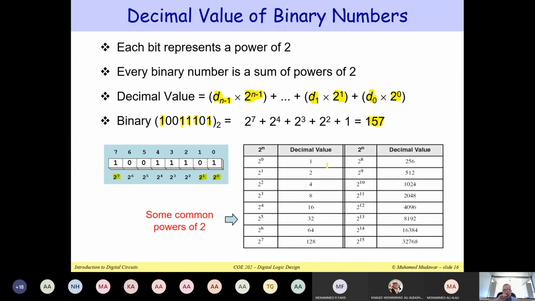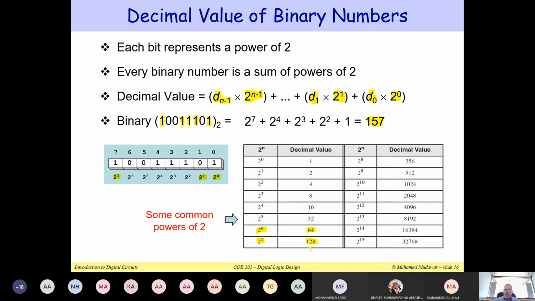Right. So now it's actually important to remember some common powers of 2. If you would like to do it this quickly by hand, it's important to remember these powers of 2. So 2 to the power 0 is simply equal to 1. 2 to the power 1 is 2. Then we have 4, then 8, 16, 32, 64. 2 to the power 6 is equal to 64. 2 to the power 7 is equal to 128.